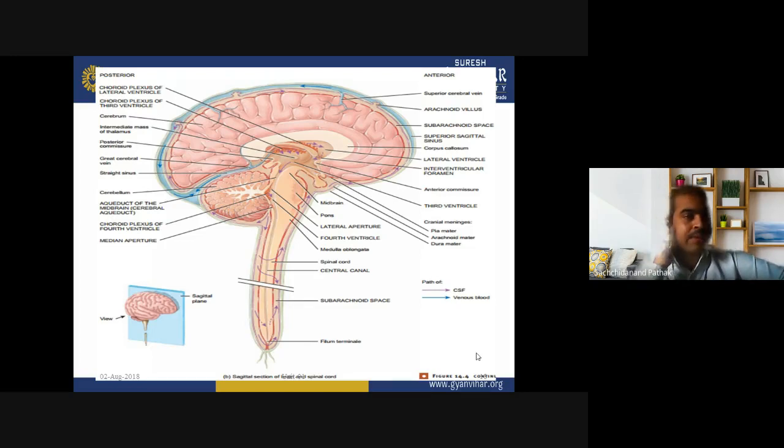After the cerebrum, the second one we have seen is the diencephalon. Just below the cerebrum, you can see the intermediate mass of the thalamus, posterior commissure, great cerebral vein, straight sinus, then the cerebellum below, aqueduct, choroid plexus of the fourth ventricle, and the median aperture. So these are all parts of the brain.